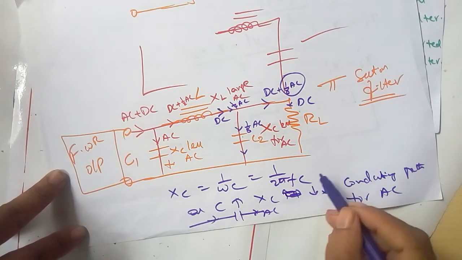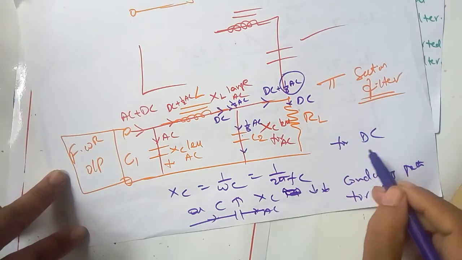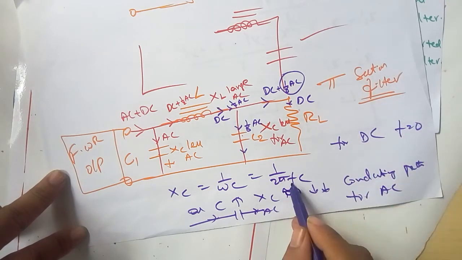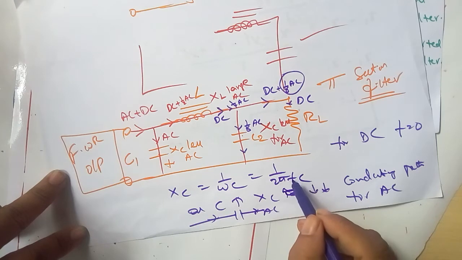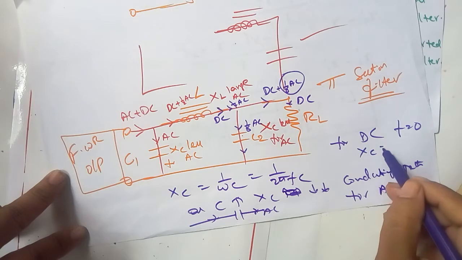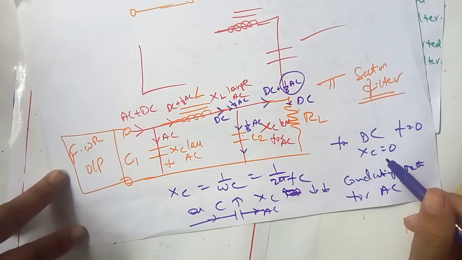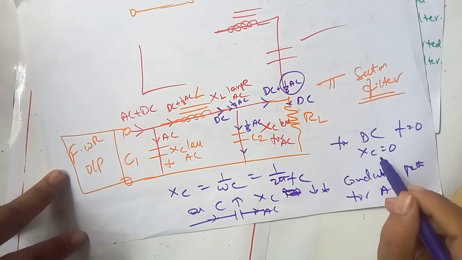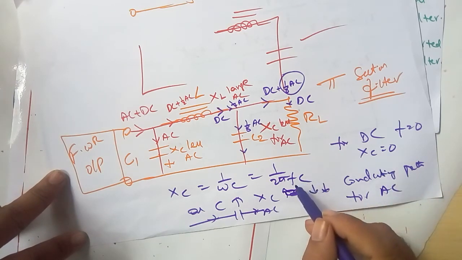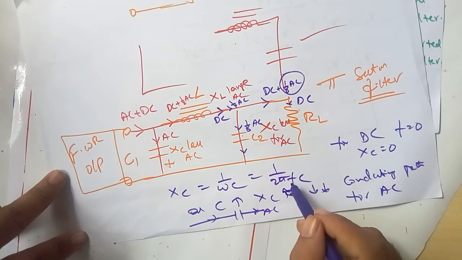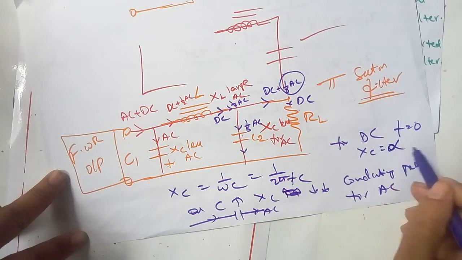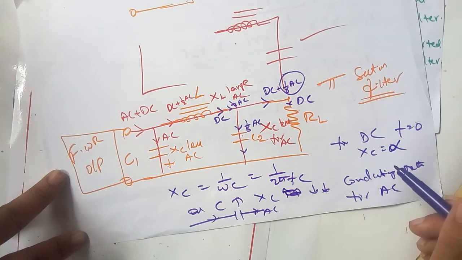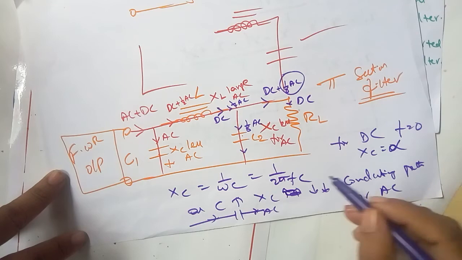Why? Because for DC, what happened? For DC the frequency is 0. If frequency is 0, then XC becomes infinite, which means maximum opposing force for DC. That's why DC does not flow through it, right?